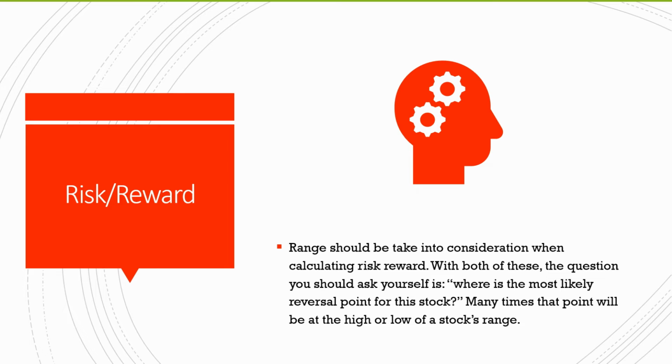And same thing with your reward target. If you're going short, where is the most obvious place this stock is going to bounce? If you're going long, where's the most obvious place this stock is going to get rejected at? And that way you can take your profits at those levels and understand that that's the most likely place it's going to bounce if you're short, and you can take some profits just in case it does actually do that and reverse to head back up.